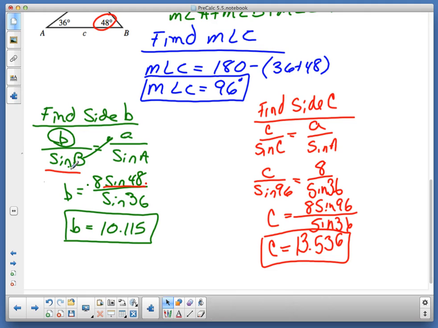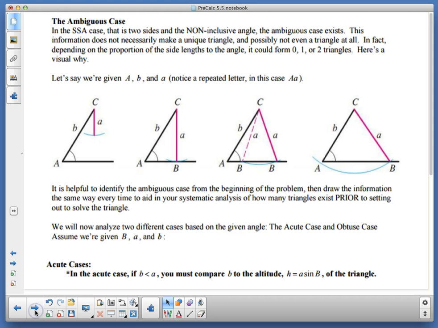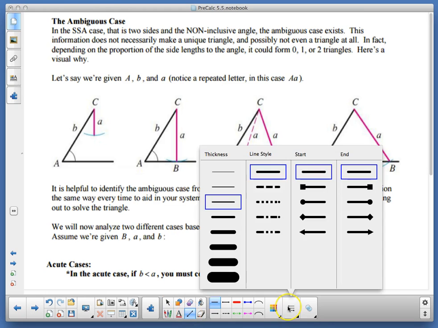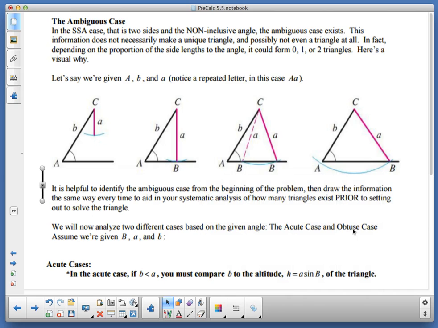Now, this next section is talking about the ambiguous case when I'm given two sides and an angle. Okay, and the ambiguous case in this, let's see if we can get this with a pointer here. So we can just have a little cursor there going through. That's going to go great. Let's see how that works. And go back here. All right.